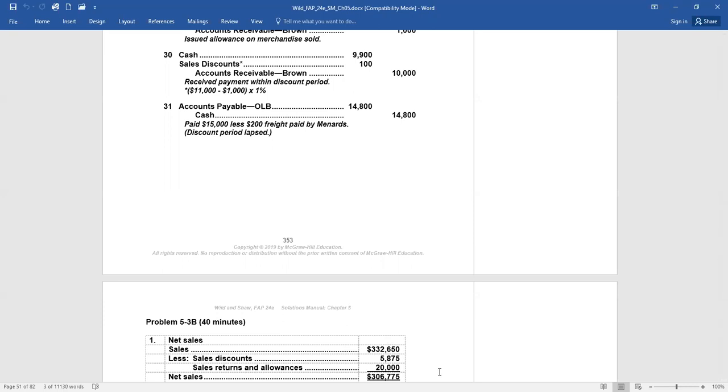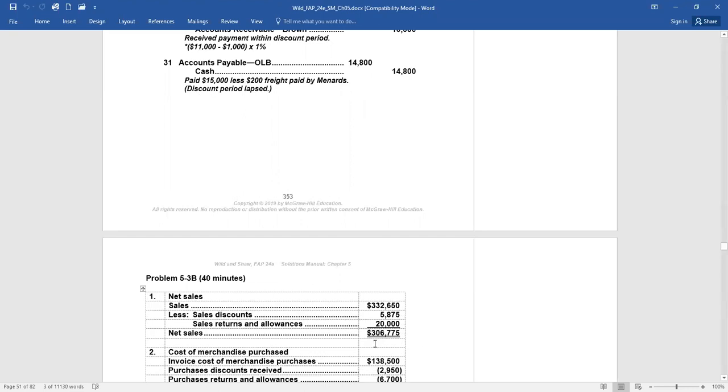Then we subtract the sales discounts and the sales returns and allowances. And then that gives us the true amount of sales for the year. So the $332,650 represents all sales. Doesn't matter if they came back, if there was any discounts. Then when we subtract the two contra account balances, now we get a true net sales figure.